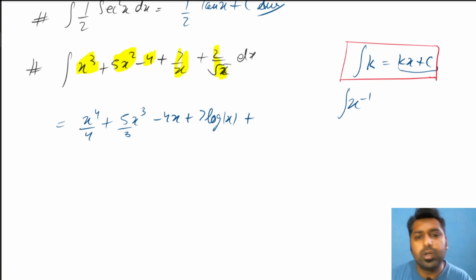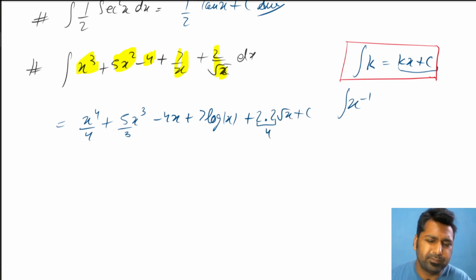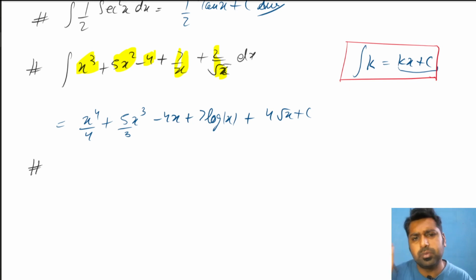Plus, I told you to learn the integration of 1 by root x. 2 into 1 by root x integration is 2 root x plus c. So 2 into 2 becomes 4, so directly write down 4. So that's the idea. If you have individual terms, you can integrate them.